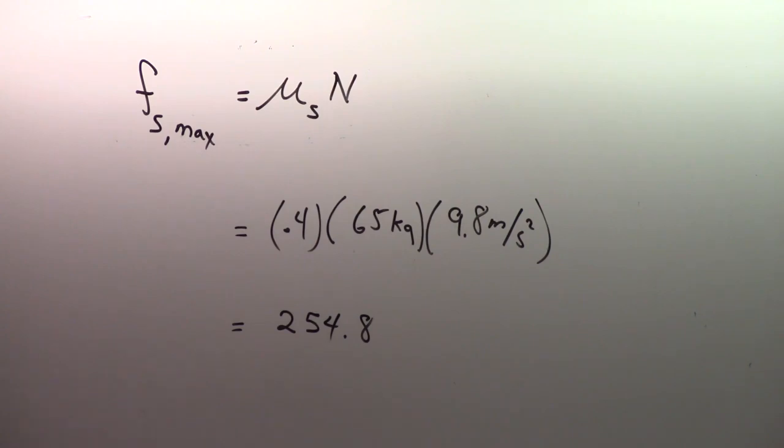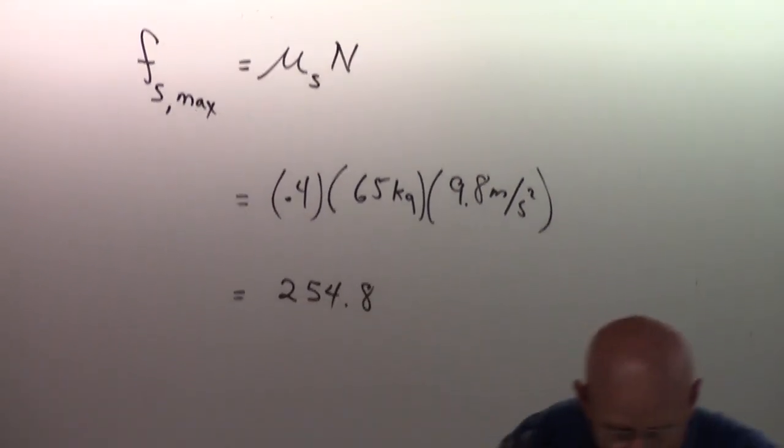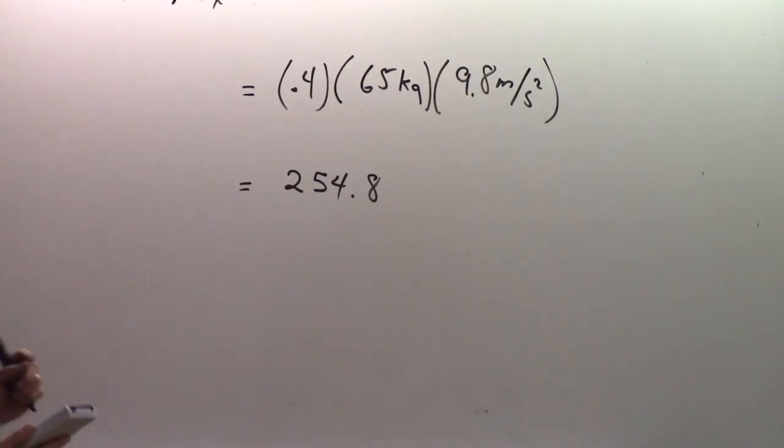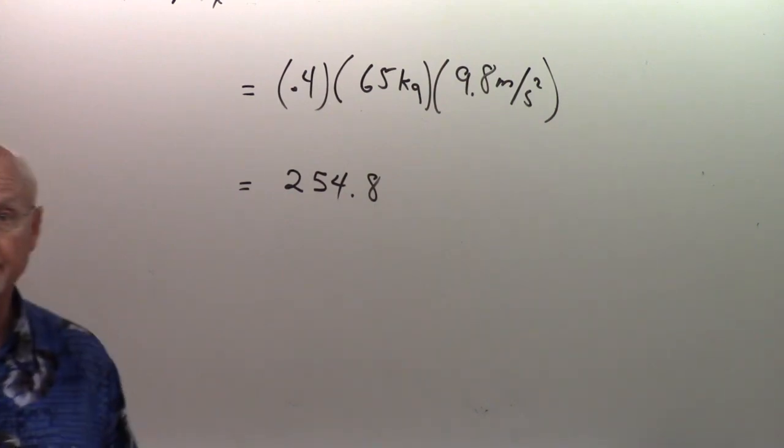Did I do that right? Did I look this up right? Still a nice 0.4, yeah. Forgive me, I'm going to do this one again. 0.4 times 65 times 9.8. All right. So this is not enough to overcome static friction. They're going to be stuck there.